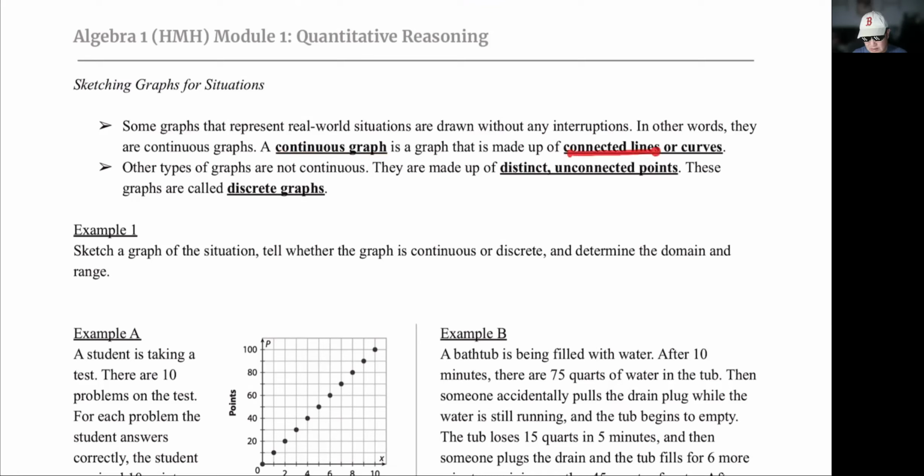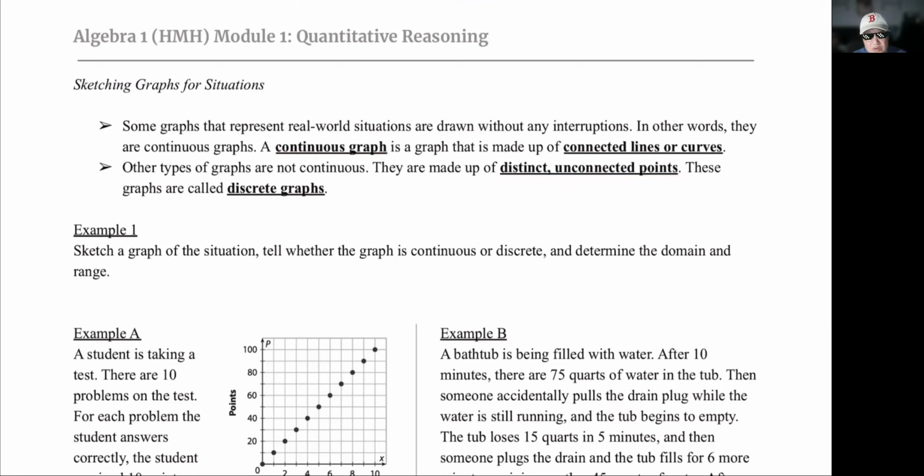Here, guys, connected lines or curves. And there is another type of graph that is not continuous, and it is made up of distinct and unconnected points. These are called discrete graphs. Okie dokie. Alright, guys. So we've got example 1.